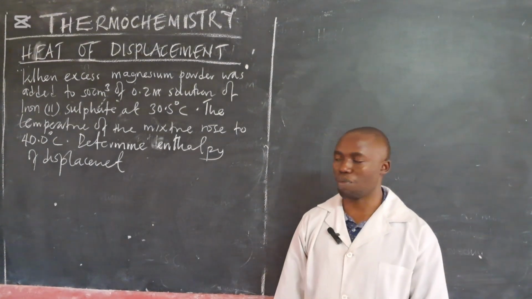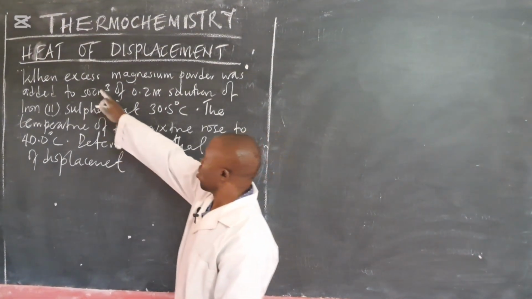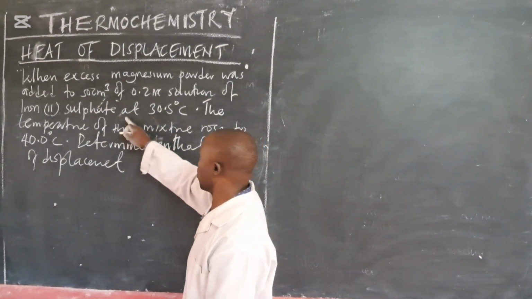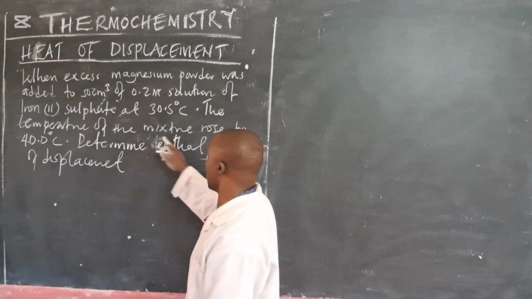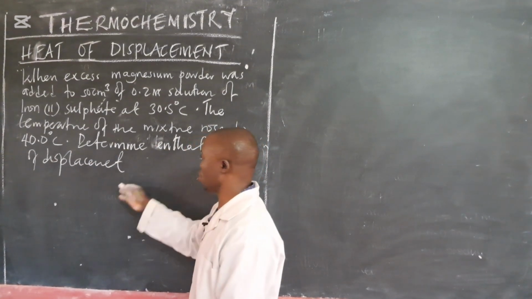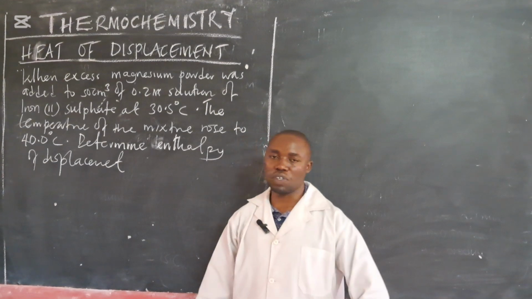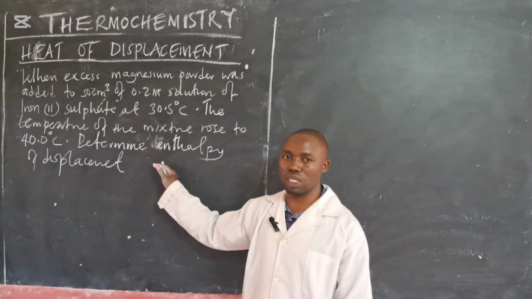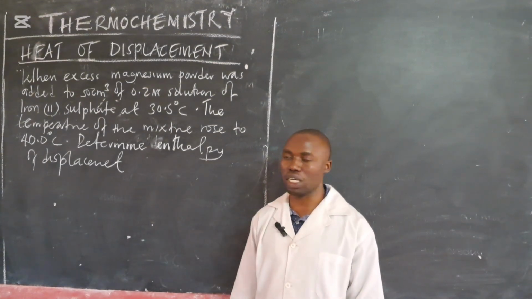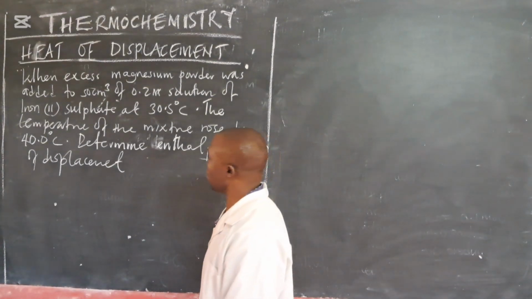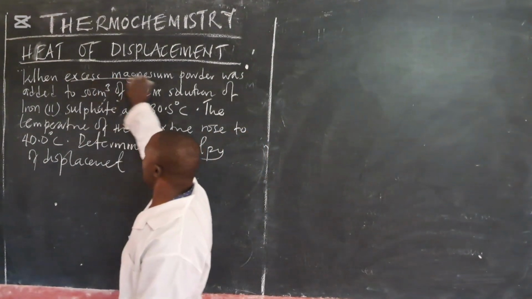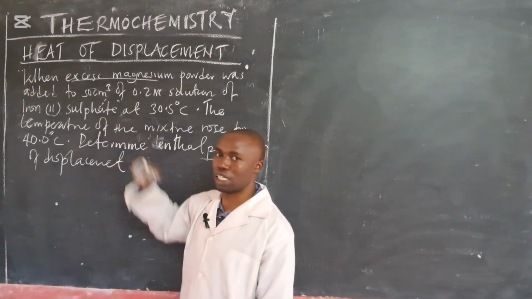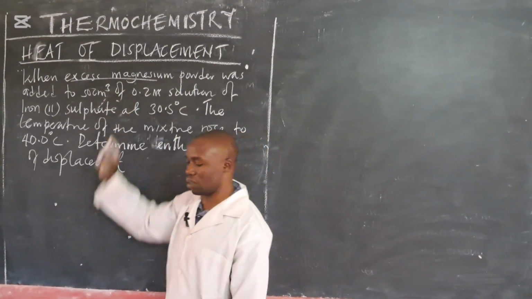Let us look at enthalpy of displacement. Right away into the example. When excess magnesium powder was added to 50 cubic centimeters of 0.2 molar solution of iron 2 sulfate at this, the temperature of the mixture rose to this one. Determine the enthalpy of displacement. Of course, specific heat capacity of the solution should be given as 4.2, and density of the solution is assumed to be density of water, which is 1 gram per cubic centimeter. So we should acknowledge that even if they gave the mass of magnesium powder, it's always in excess, and it's the solution acting as the limiting reagent. So we ignore this mass always there.